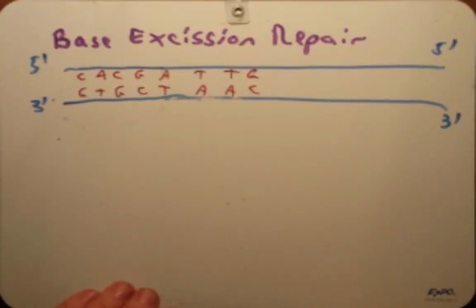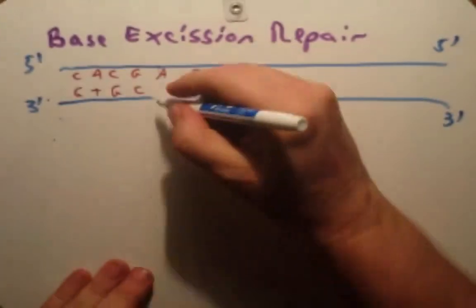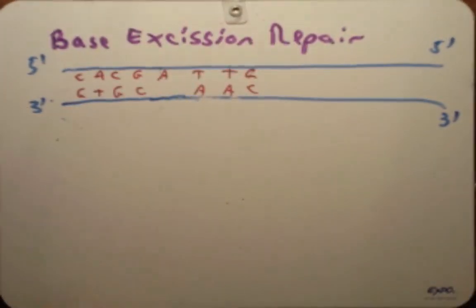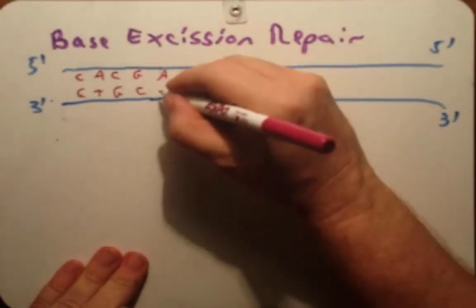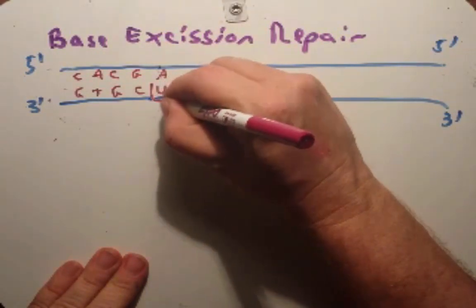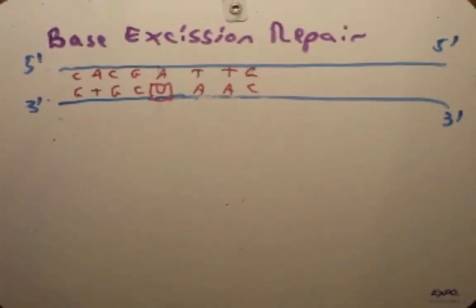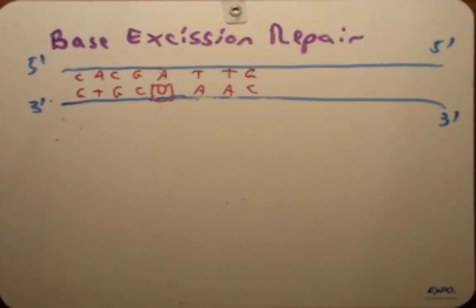Now, this is the way it should appear, but let's create a situation where there's a mutation right here. And instead of a thymine, we will have a uracil. And I'm going to box it off so we can keep an eye on it. So this is a mismatch, and if it's left unrepaired, it will be passed on to the next strands.